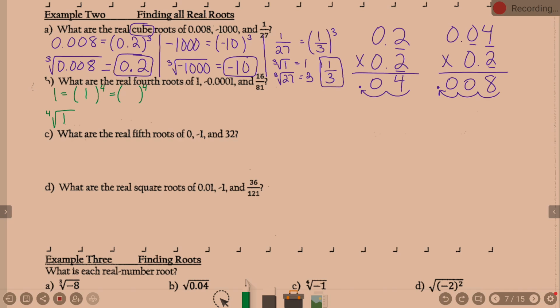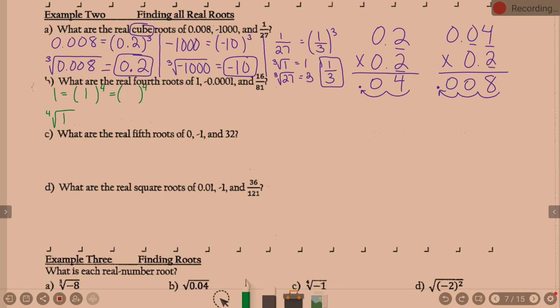What about 81? If you take a guess, even though 81 seems a lot bigger than 16, don't go a lot bigger. 3 times 3 is 9. Times 3 is 27. Times 3 is 81. So, what is the fourth root of 16 over 81? 2/3 and negative 2/3. So plus or minus 2/3 is what I'm going to write, yes.